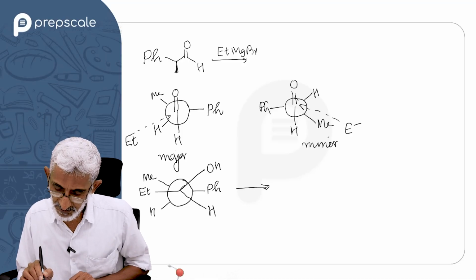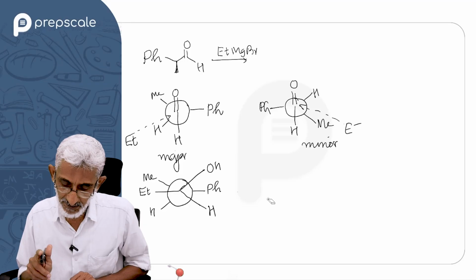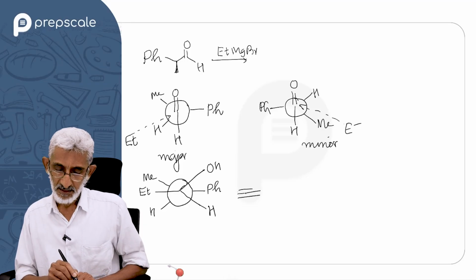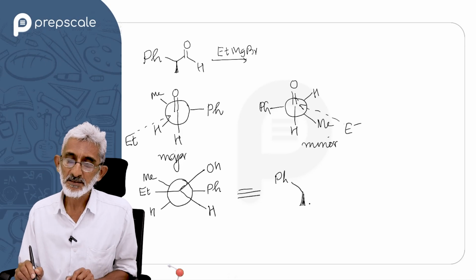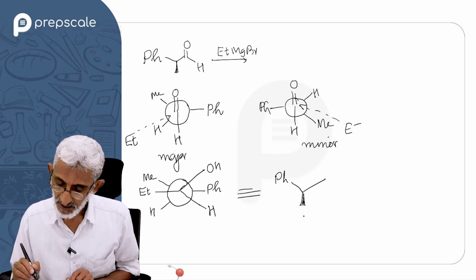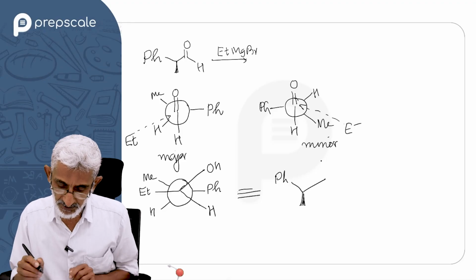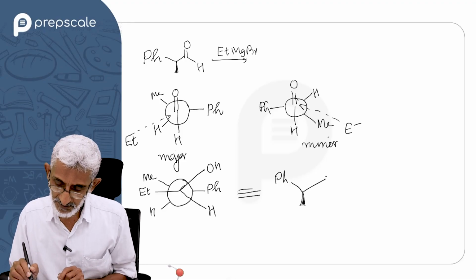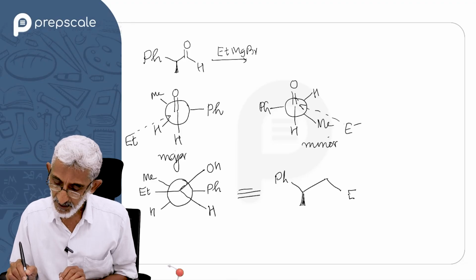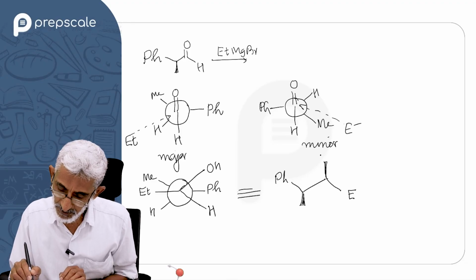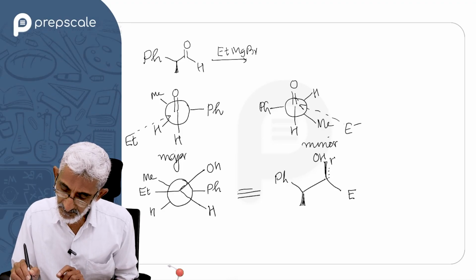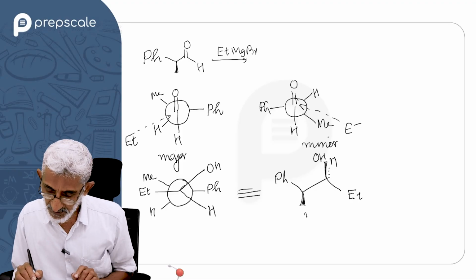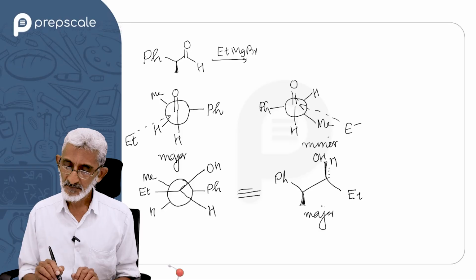Now, let's just convert this into this. So it is the equivalent. You rotate it. You get your phenyl here, methyl here, and your OH. In this case, the OH is here. You have the ethyl, and you can see the OH is to the front and your H is on the back side. Ethyl here. So this is the major product.